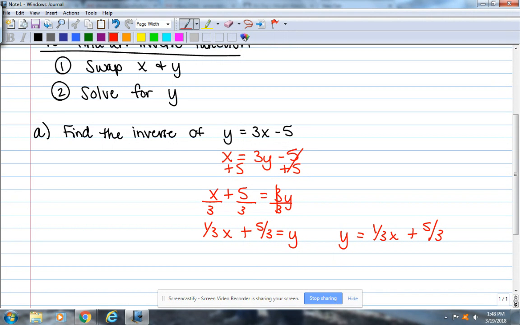So what you do, first thing is you swap places with your x and your y, and then you get your y by itself. So you're putting it in slope-intercept form, essentially. Let's do another one.